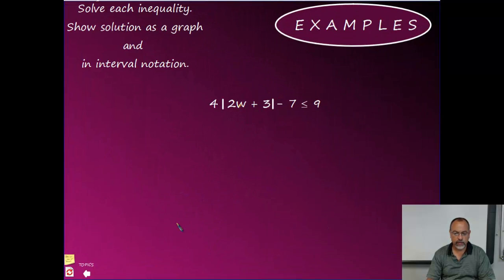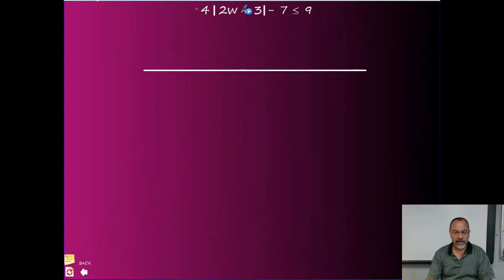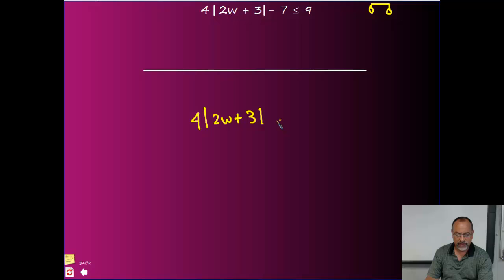Okay, so let's go ahead and take a look at an example right here. So we have a less than or equal to sign, so that tells me it's going to be an and inequality. So my answer should look something like that when I finish, in most cases. So we'll go ahead and solve this exactly like we would an equation. We have to get the absolute value symbol by itself, so I'm going to add 7 to both sides. It's going to give me 16. I'm going to need to divide by 4. Again, I'm trying to get this absolute value by itself, less than 4.